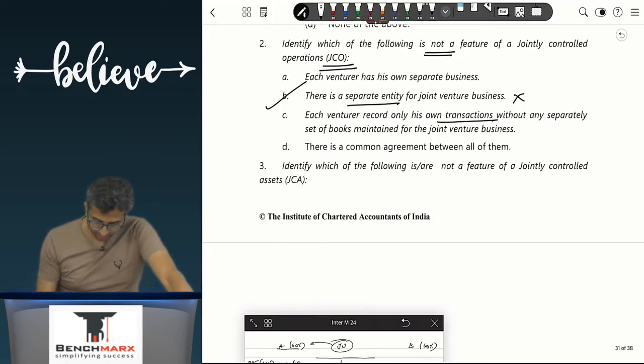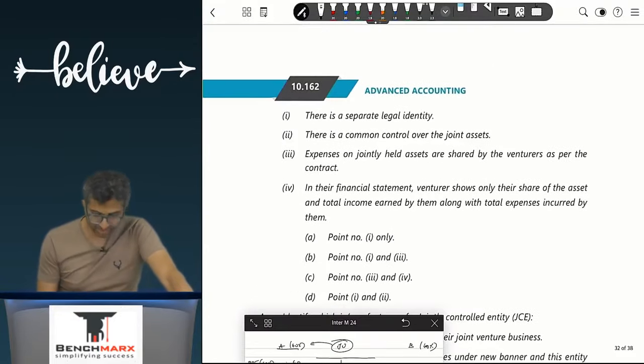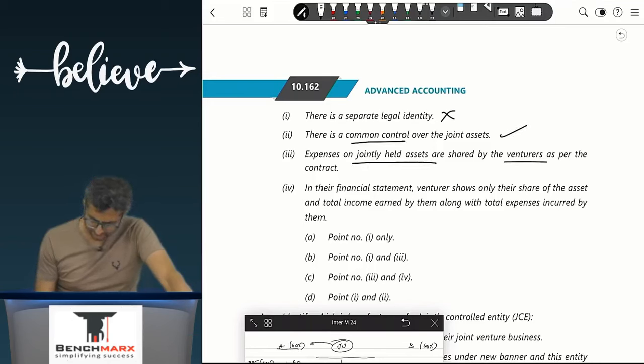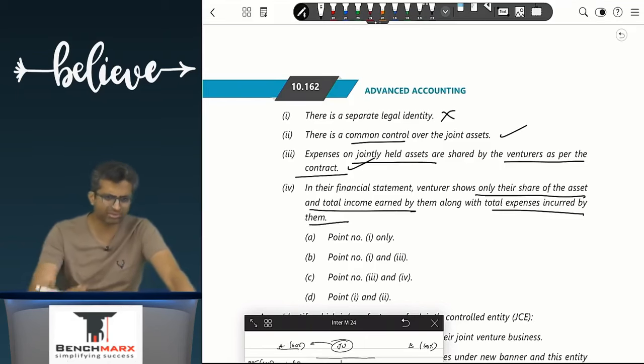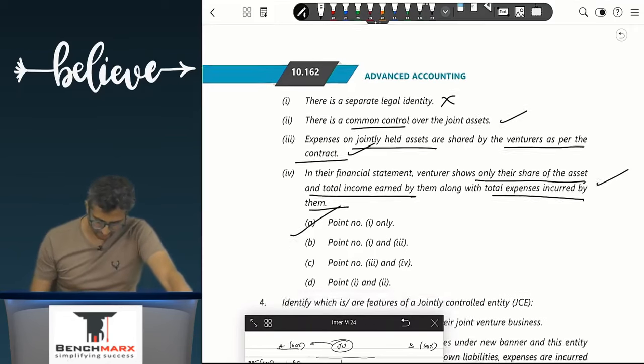Identify which of the following are not a feature of jointly controlled assets. First, there's a separate entity. No, again, this is not a feature. There's common control over joint assets. Yes. Expenses on jointly controlled assets are shared by venturers as per contract. Yes. In the financial statements, the venturer shows only their share of assets and total income along with total expenses incurred by them. So it is only their share. So your answer should be 1 only. A.